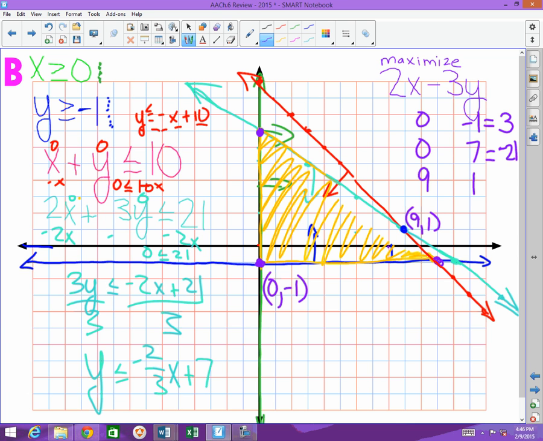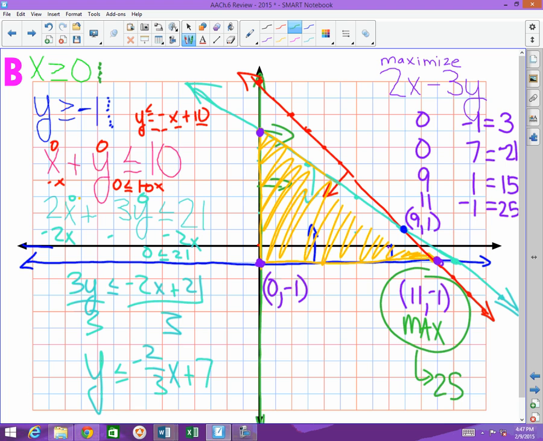Still the same concept, just had a momentary lapse of not being in the right place. So if you put a 9 and a 1 in there, 18 minus 3 is 15. And then finally we have this coordinate down here, which is at 11, negative 1. So if you put an 11 and a negative 1, you will get 25. And so you would then say the maximum occurs at 11, negative 1, and the maximum value is 25.